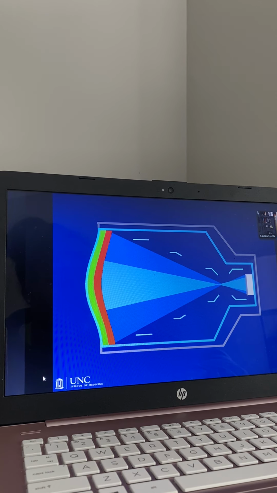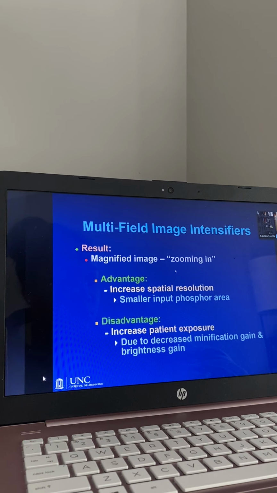Okay, so the result is a magnified image. It'll appear larger, but yet it's more like a zooming in feature. It's not magnified in that you are losing spatial resolution. It's just a closer view of it. You get a closer view of that image. So it's like you're zooming in on it. So the advantage to that is increased spatial resolution. Since you're able to zoom in on that image and see it closer, we have an increase in spatial resolution.